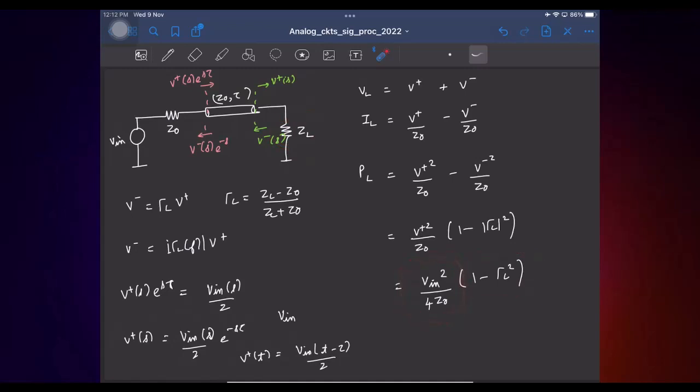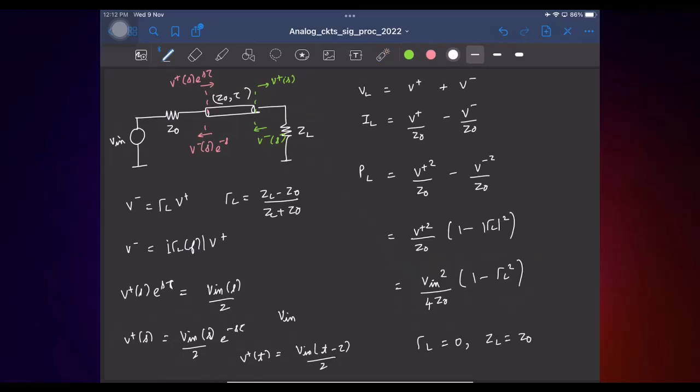Okay? So if I were to make sure that this entire power is delivered to ZL, what should gamma L be? 0, right? So only if ZL is equal to Z0, the power dissipated will be this. And that is another reason why you want to have gamma L to be as small as possible, right? Is that okay?